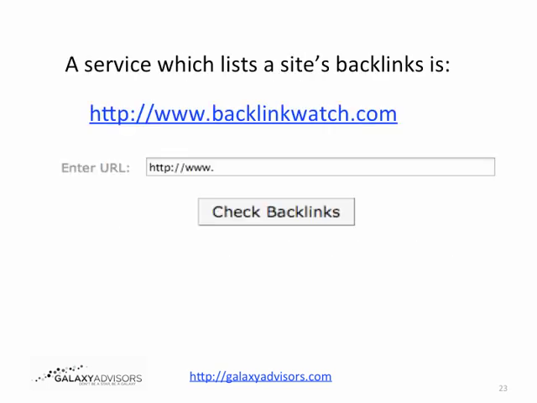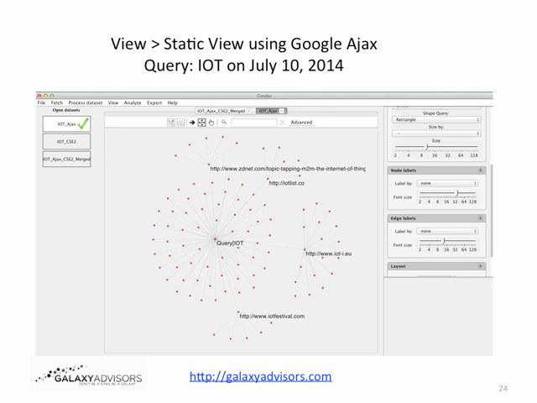A service which lists a site's backlinks, some people are always interested in, well, what sites are connected to that? You can go to www.backlinkwatch.com, put in your URL, click on backlinks, and it's going to start listing out those backlinks to that website.